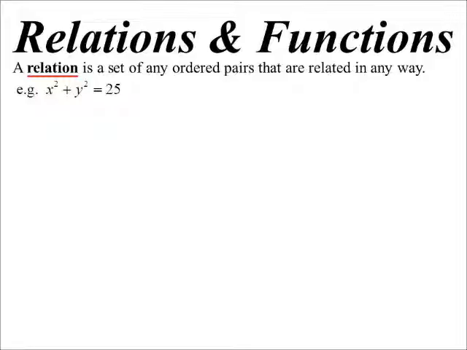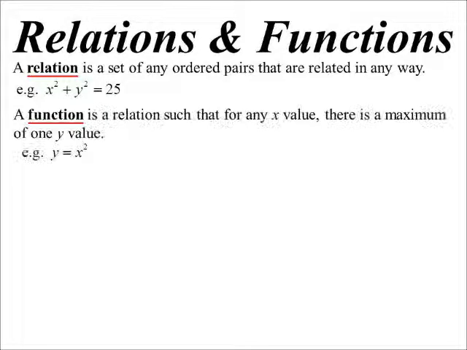So, there's my example, a circle. x squared plus y squared is 25. We're probably more interested in functions, to be honest. Now, a function is a special type of relation that has this one-to-one relationship. In other words, there's a maximum of one y value for every x value. Okay? So y equals x squared, I guess, is our classic example of a function.